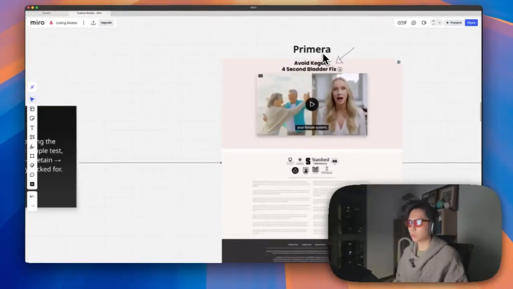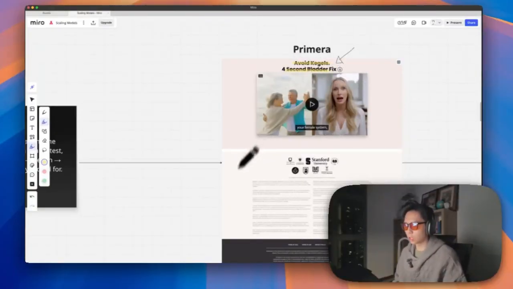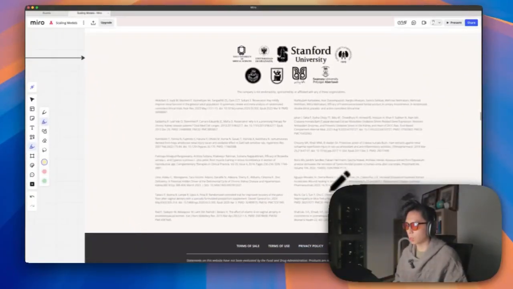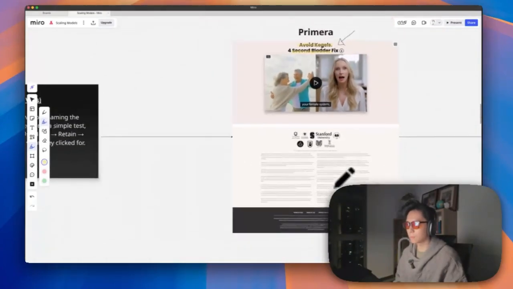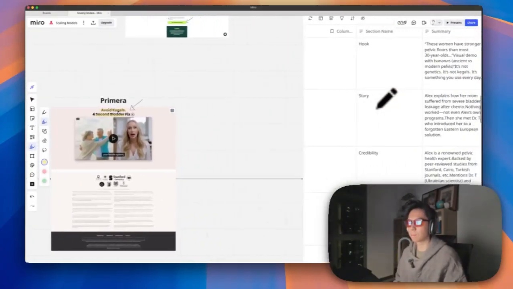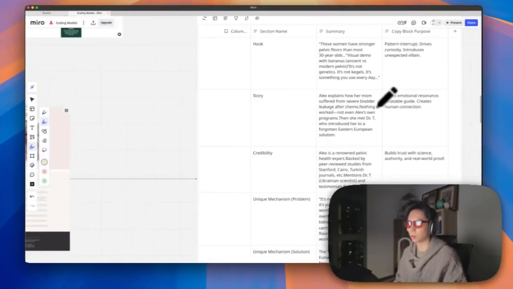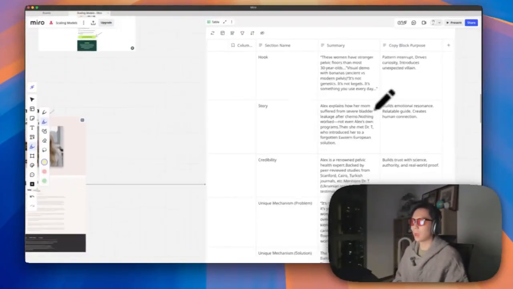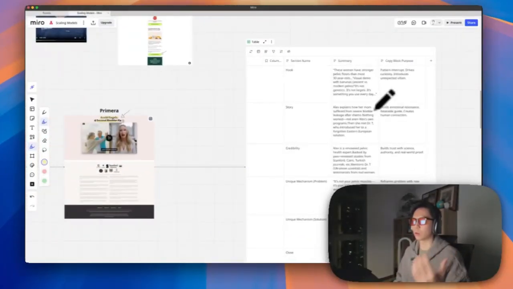As you can see, this is Primera, a ClickBank offer. As you can see over here, there is the big promise header, which is avoid Kegels, 4-second bladder fix. On this page, there is no mention of any product. There's nothing that you can buy. And so the only thing you can do is to just watch the video. And the product is introduced about 20-30 minutes in. And until then, it's really about how we can build curiosity and just give the viewer dopamine by learning new things.